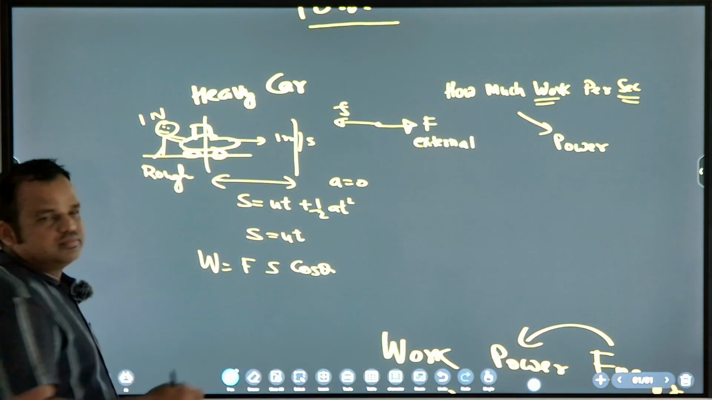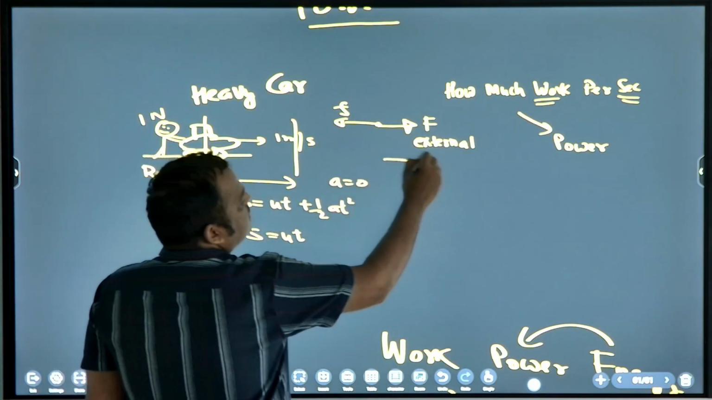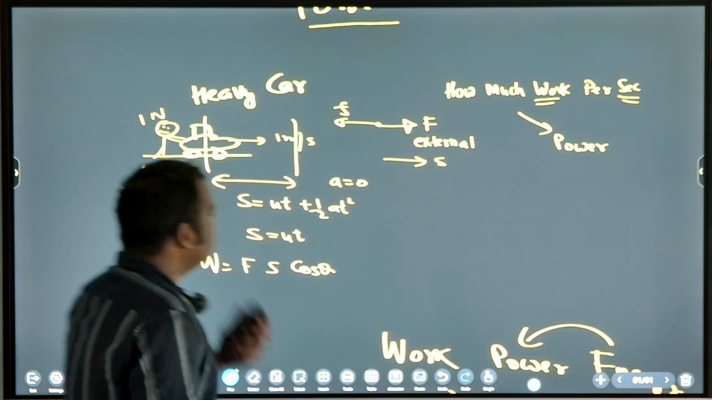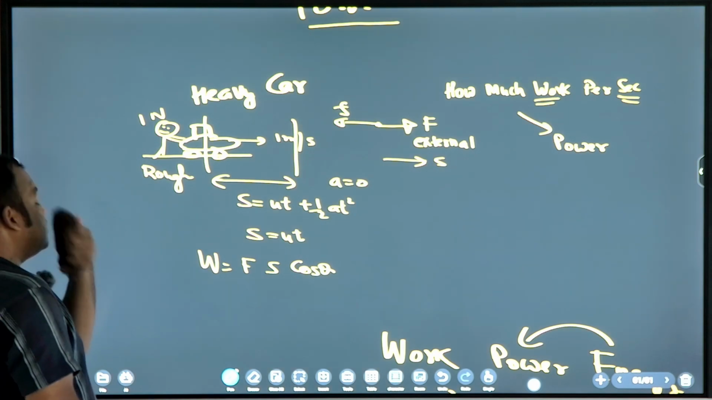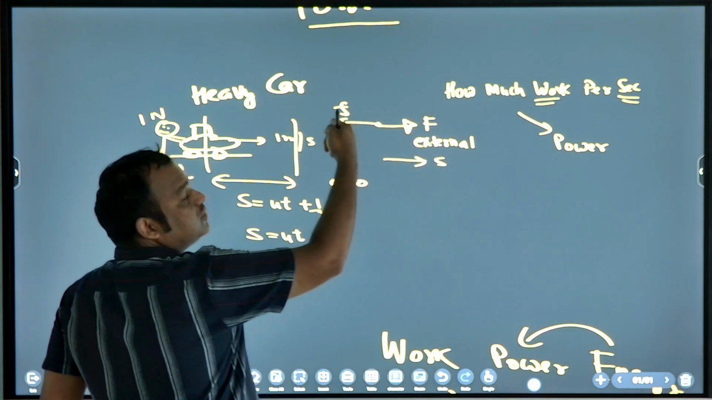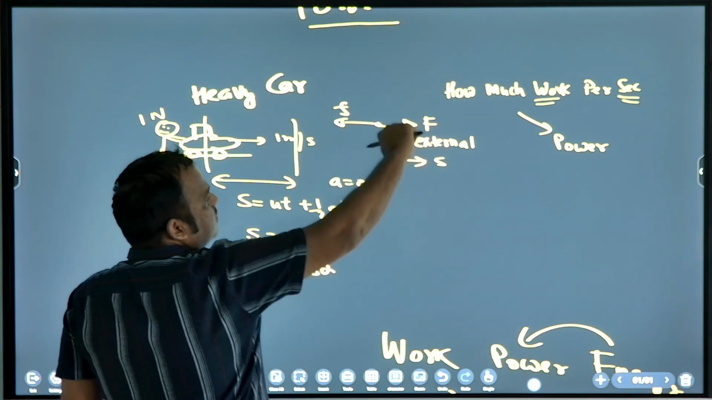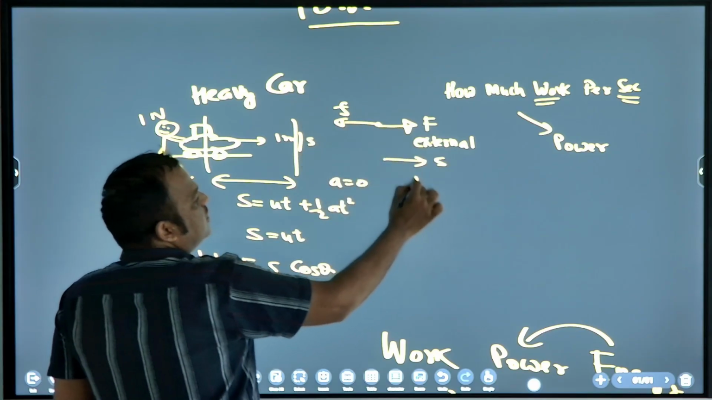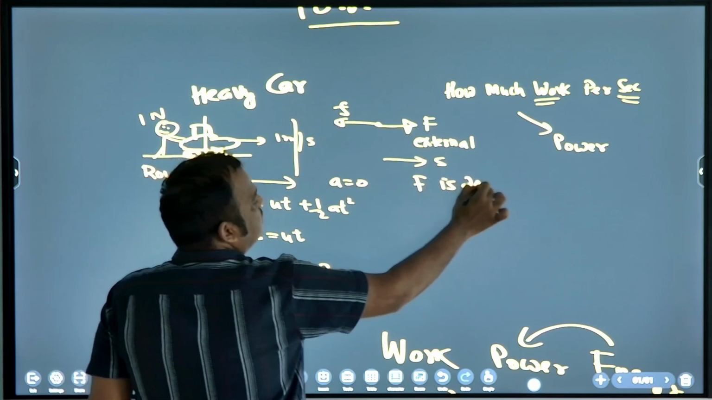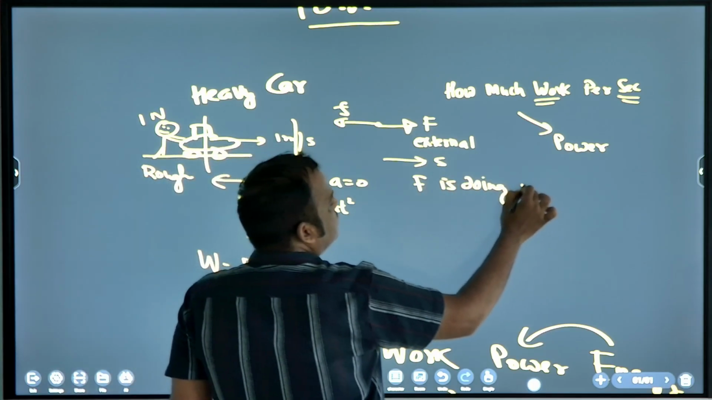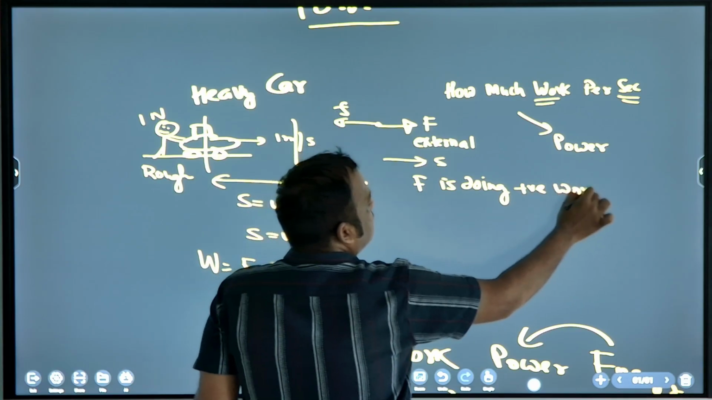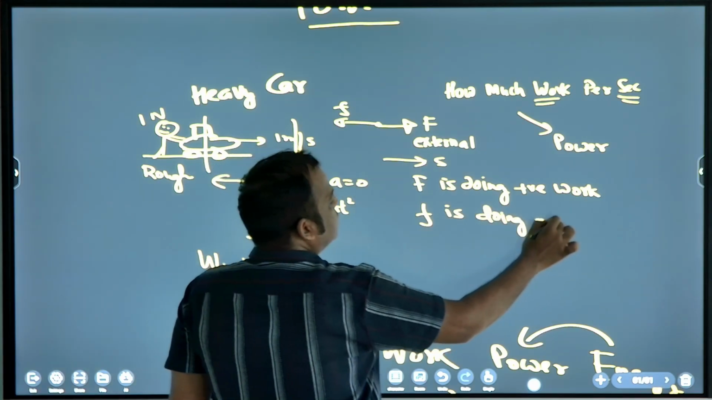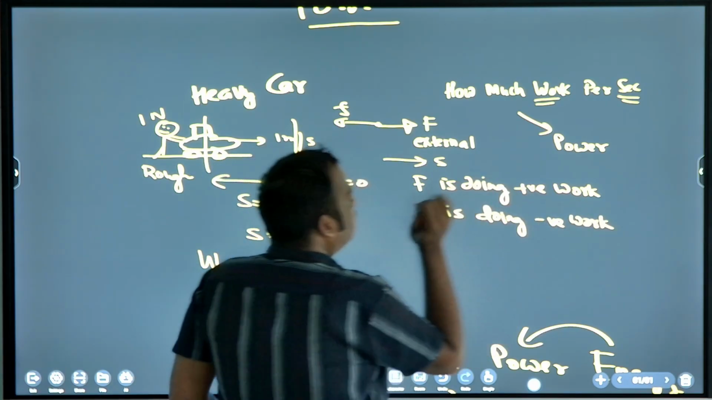Rightward. Are you getting or not? And what is the direction of displacement? Displacement is also rightward. So you are doing positive work, friction is doing negative work. See, force is right side, displacement is right side, friction is left side. So capital F is doing positive work, and small f is doing negative work. Are you getting?